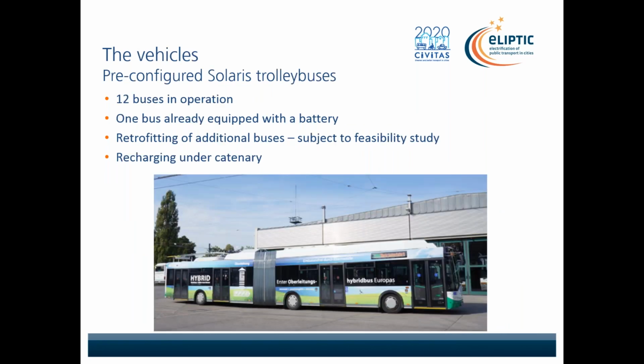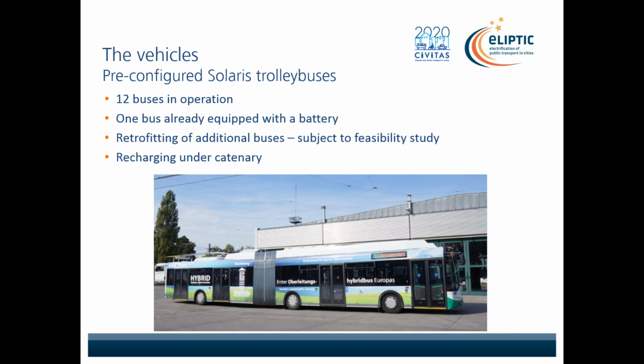For that, Eberswalde bought, I think, 4 or 5 years ago, 12 new trolleybuses from the manufacturer Solaris, and one of those 12 buses is already equipped with a battery, which was supposed to be the basis for this hybrid trolleybus operation of line 910.